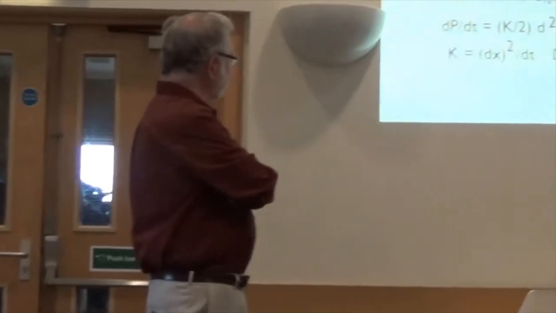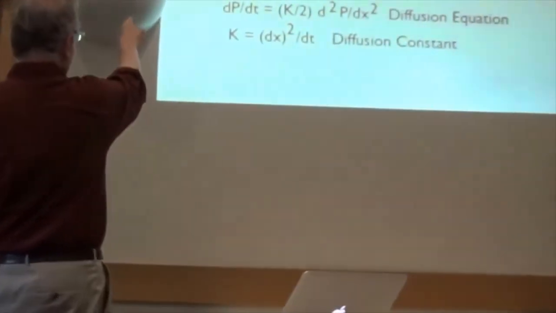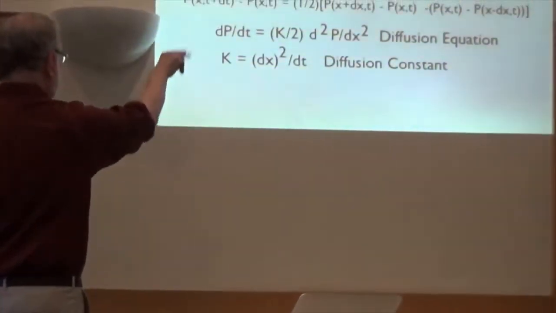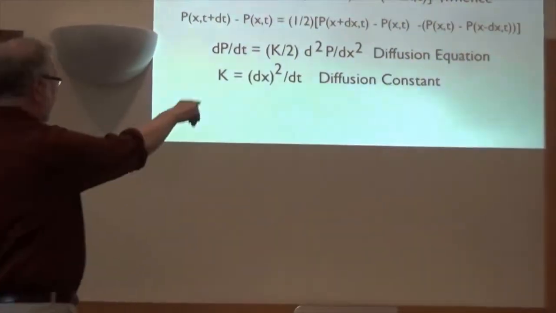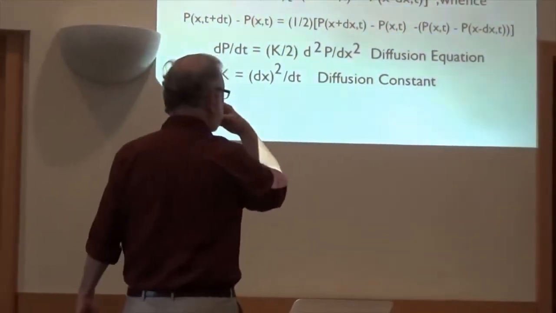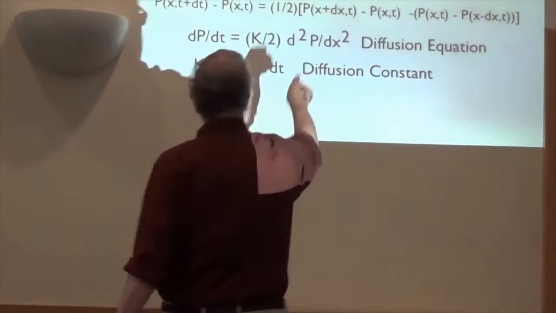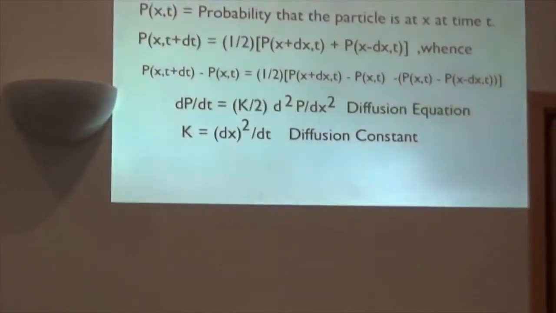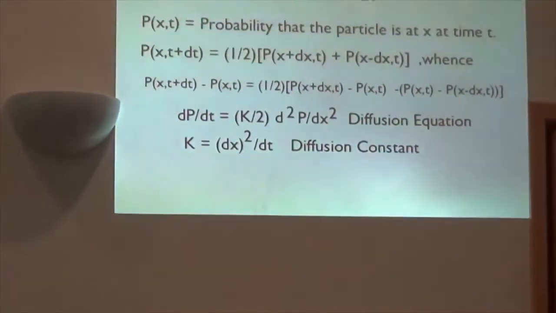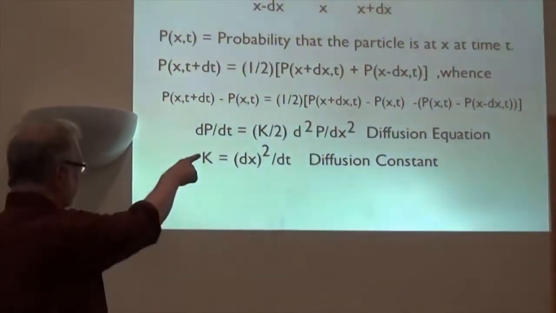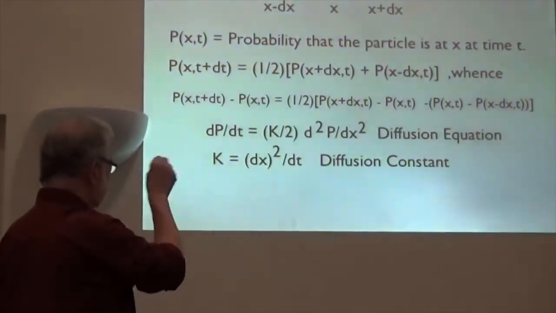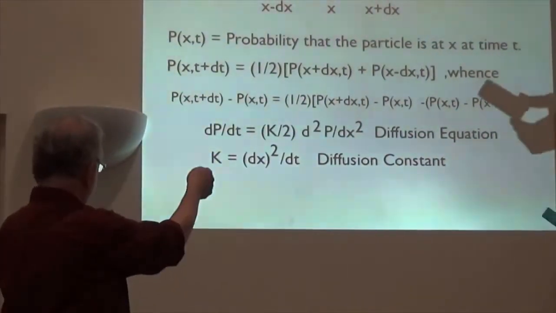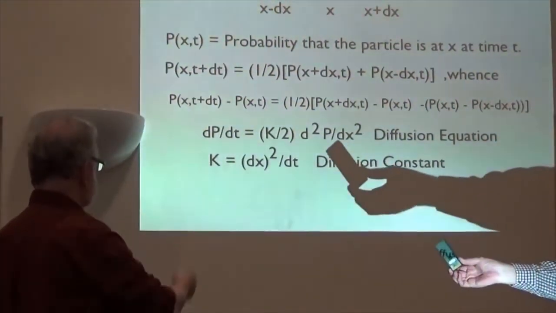If I were to subtract from p at x, t plus dt, p at x, t, then I can subtract two of them in the middle there and divide the whole thing by two. It's still the same equation. But what you're looking at in the middle there is the second difference, taking two differences, just like t plus dt minus t, taking the second.